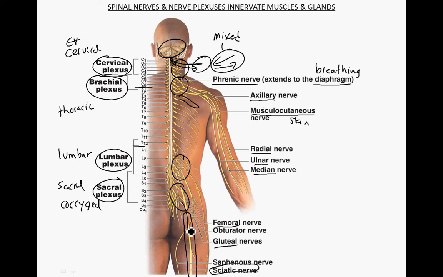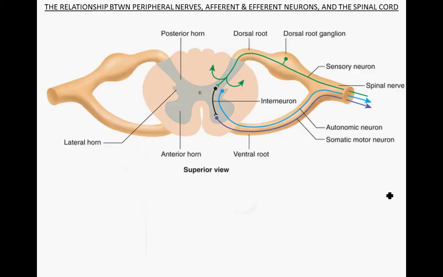Okay, so these are just some other ones. These nerves, this axillary, this phrenic, this radial, ulnar, all these over here are sometimes also referred to as peripheral nerves. Depending on the text, they wouldn't necessarily be called spinal nerves. So let me talk about that difference between a peripheral nerve and a spinal nerve here.